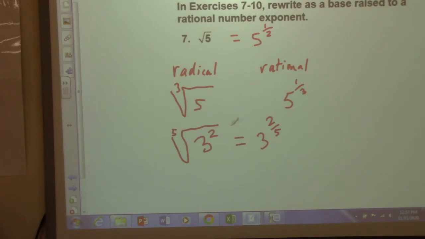Okay? And then also with negative exponents, if we have 1 over the cube root of x, that's going to be what? X to the what?